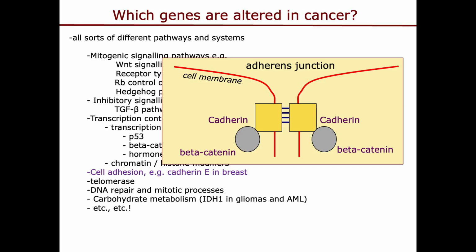And among the interesting things about the cadherins is that they interact strongly with beta-catenins, which are involved in regulation of mitosis, amongst other things, and are mutated in colon cancers.